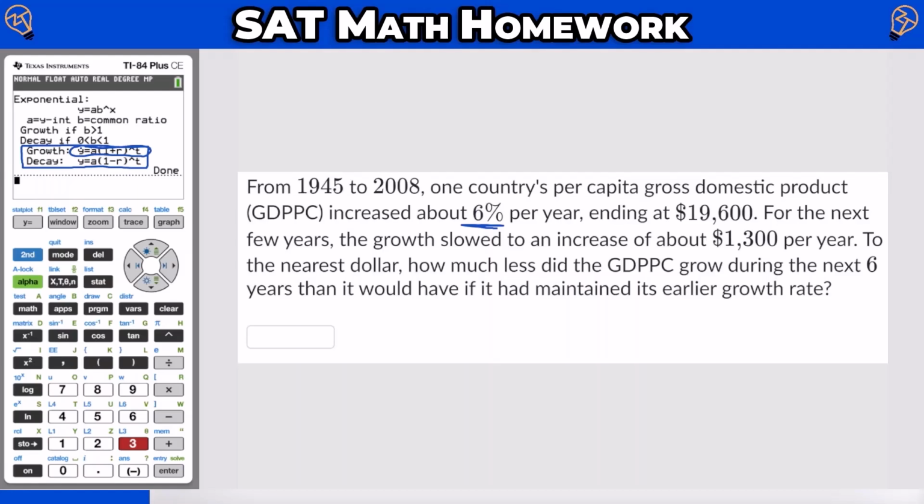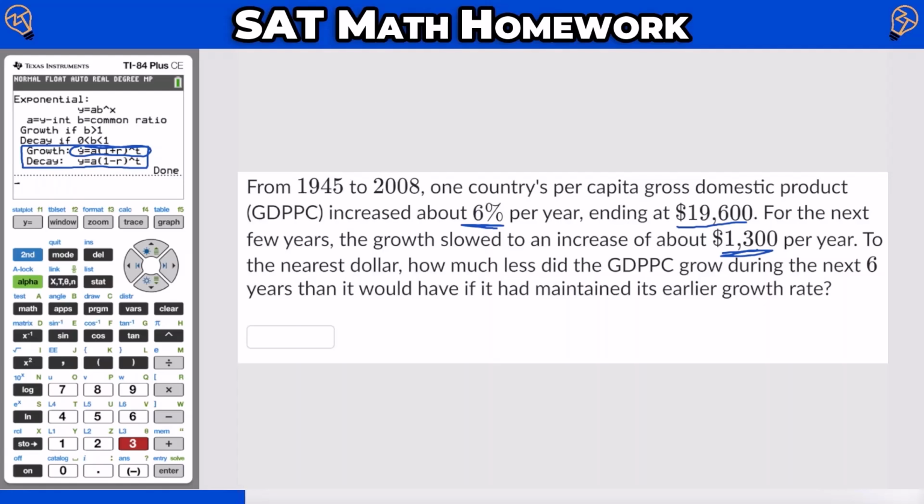And they say they ended at 19,600. However, it then goes on to say that for the next few years, the growth slowed to an increase of about 1,300 per year. This one ends up being the linear model, which we'll get to in a moment. To the nearest dollar, how much less did it grow during the next 6 years than it would have if it had maintained its earlier growth rate?